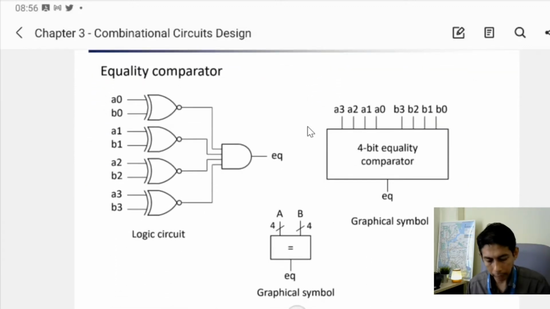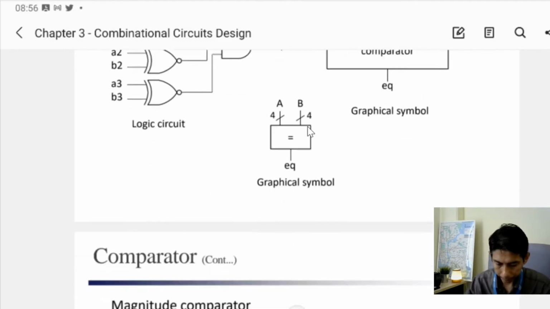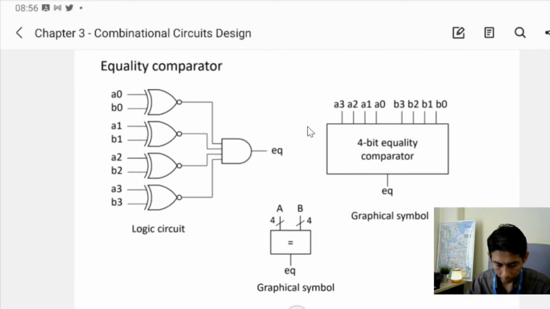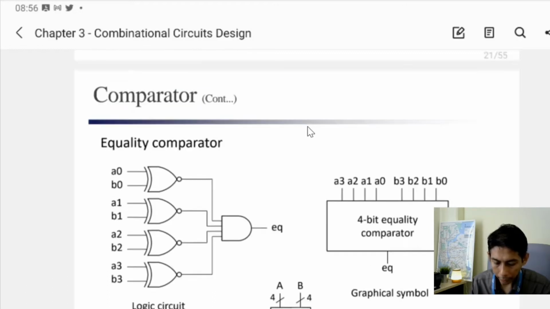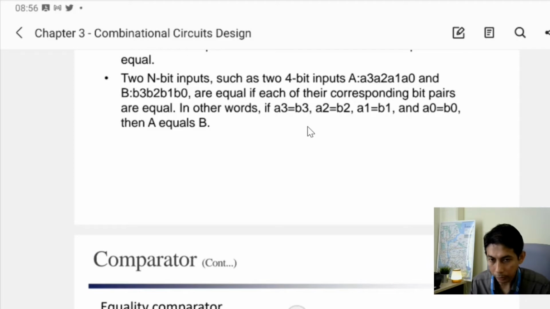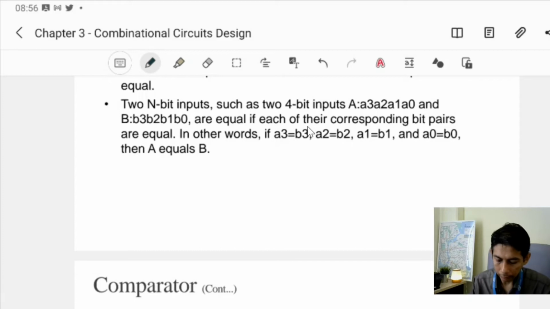Also, this one is the equality comparator, where we want to check whether our data is equal or not. Actually it is very easy to check for equality. We can use the XOR gate. So when we look at the XOR gate, we can have something like this.